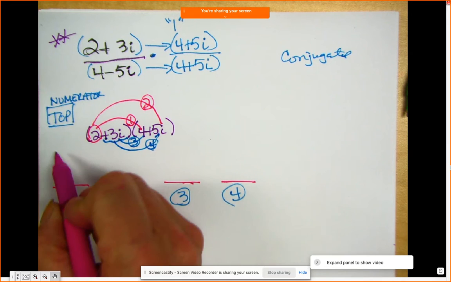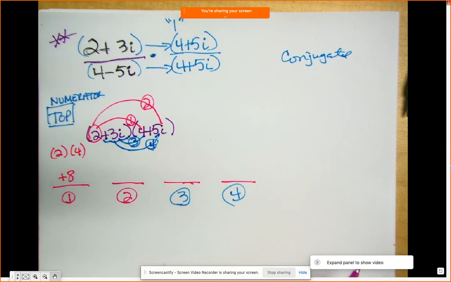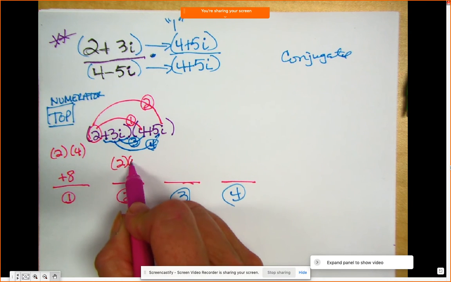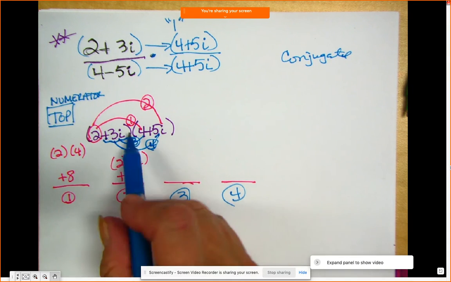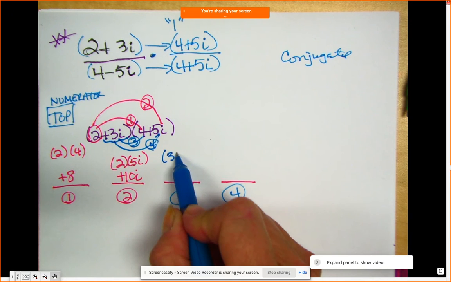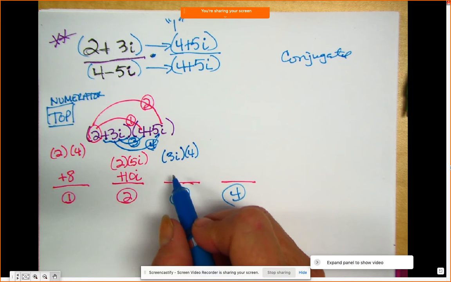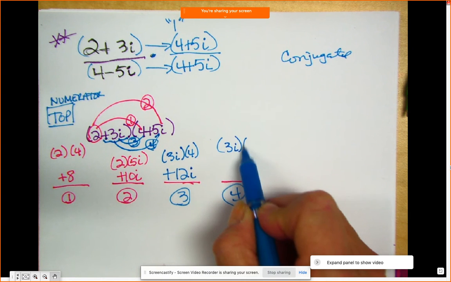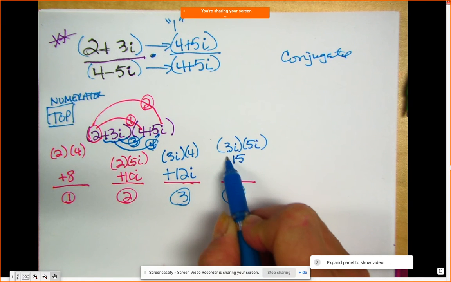First line says it's 2 times 4. Well, I get a positive 8. Next one says it's 2 times 5i. I get positive 10i. Third line says it's 3i times 4, which you treat just like a regular old variable. I get positive 12i. And the last one, I get 3i times 5i. 3 times 5 is 15, positive.